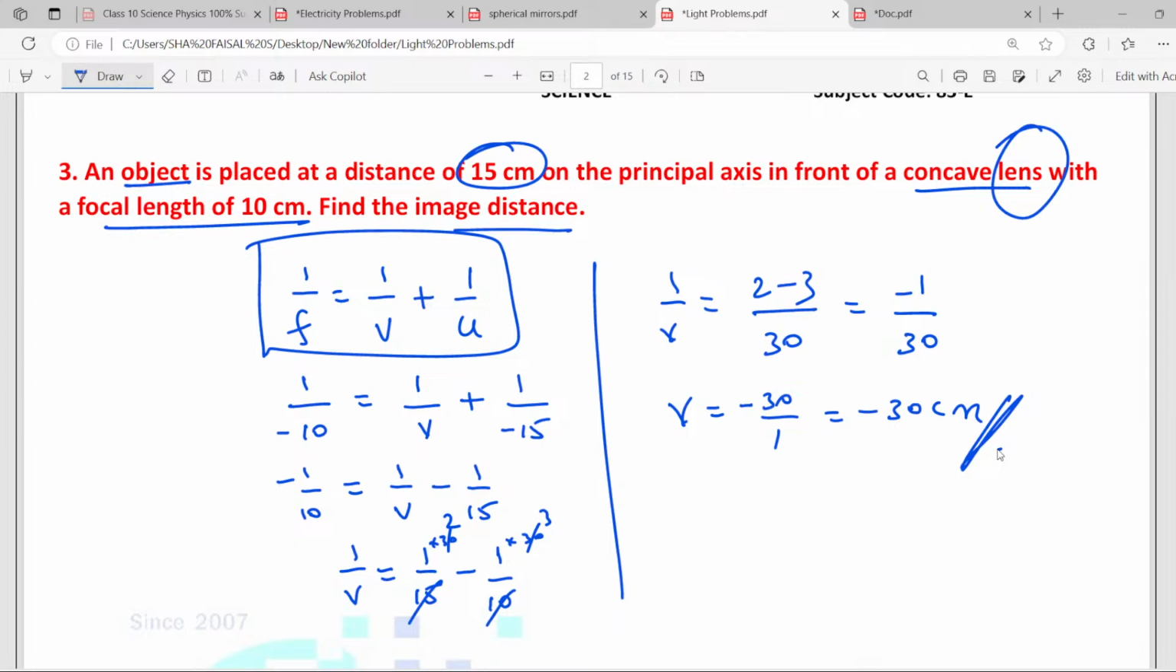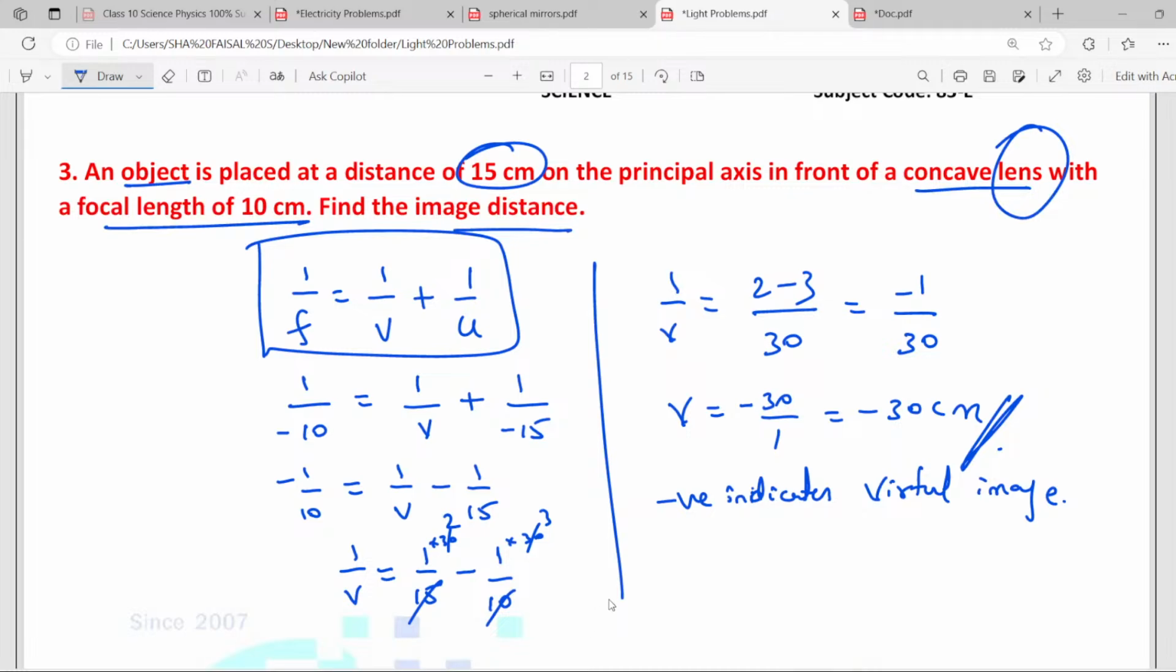So what is the image distance? Image distance is minus 30 centimeter. What do you mean by this? What does minus indicate in terms of length? Negative indicates it is a virtual image. What does negative indicate? Virtual image. Negative indicates virtual image.